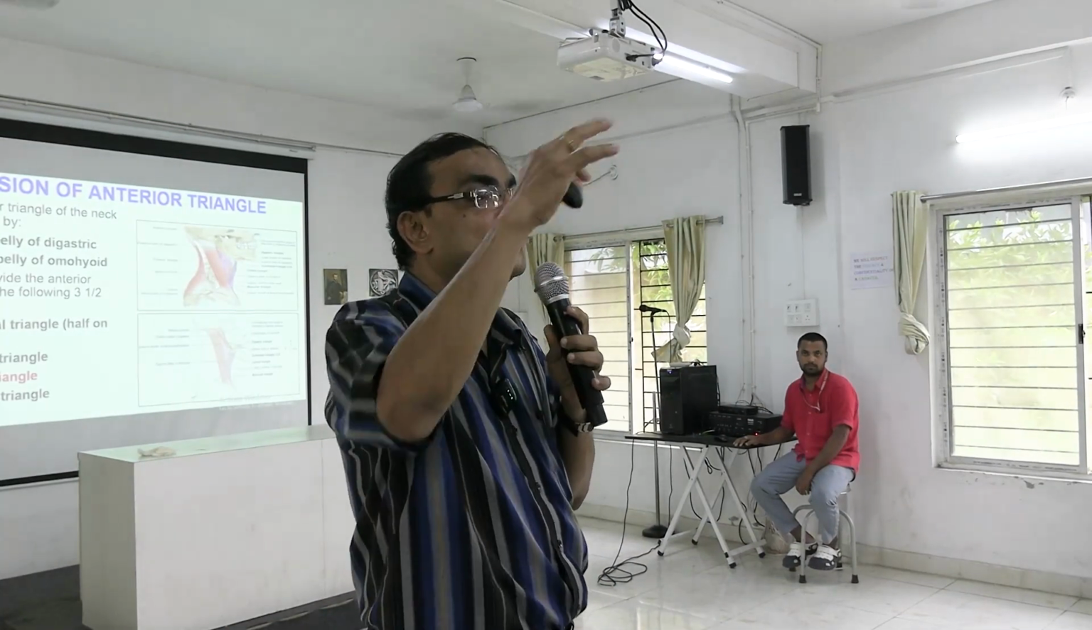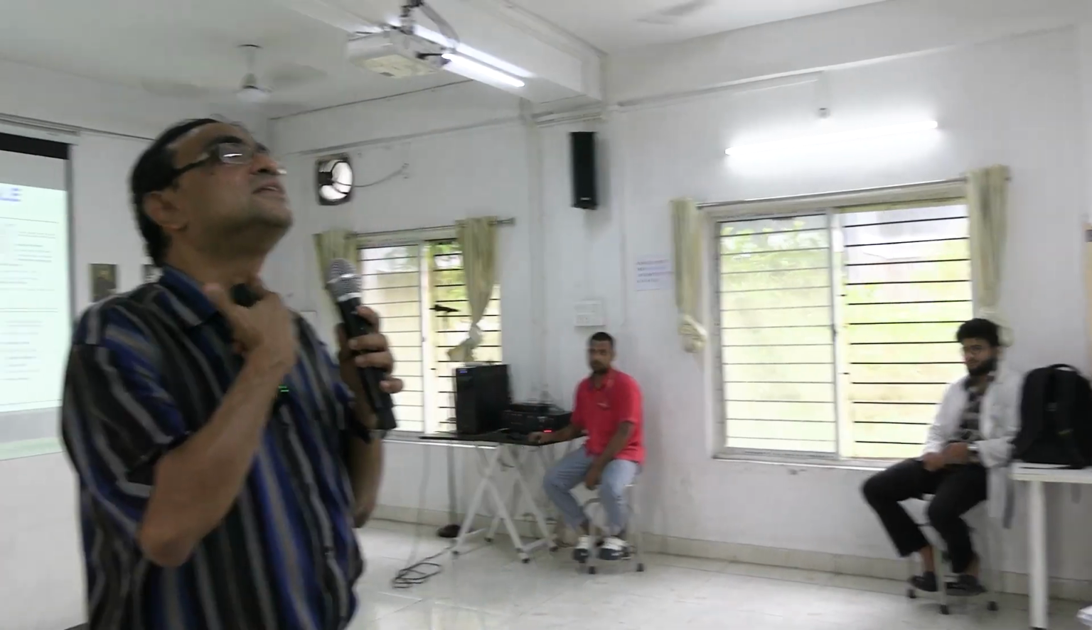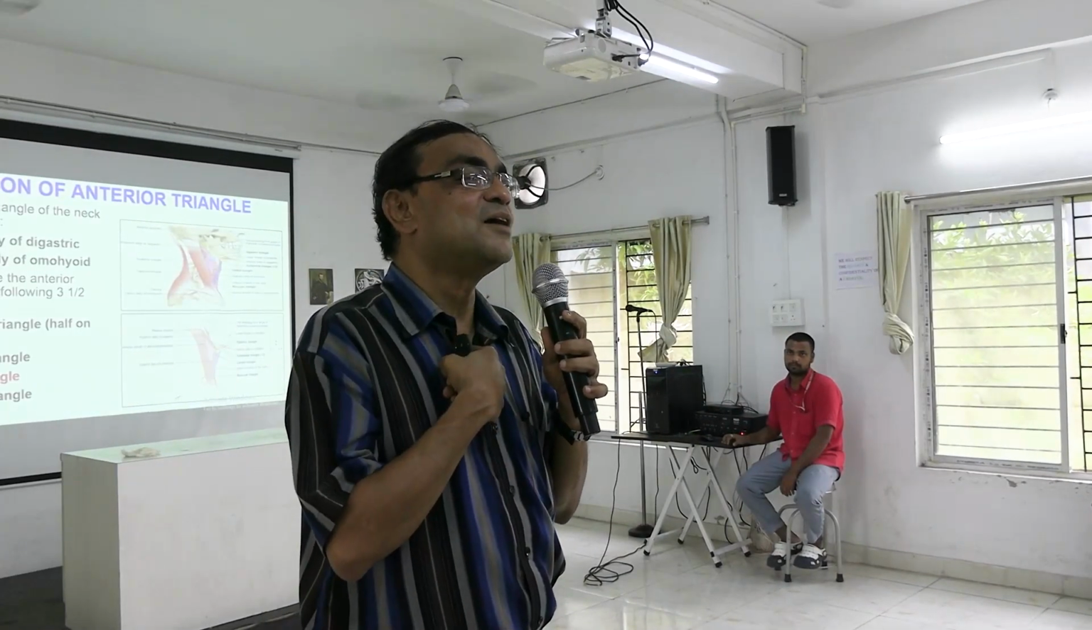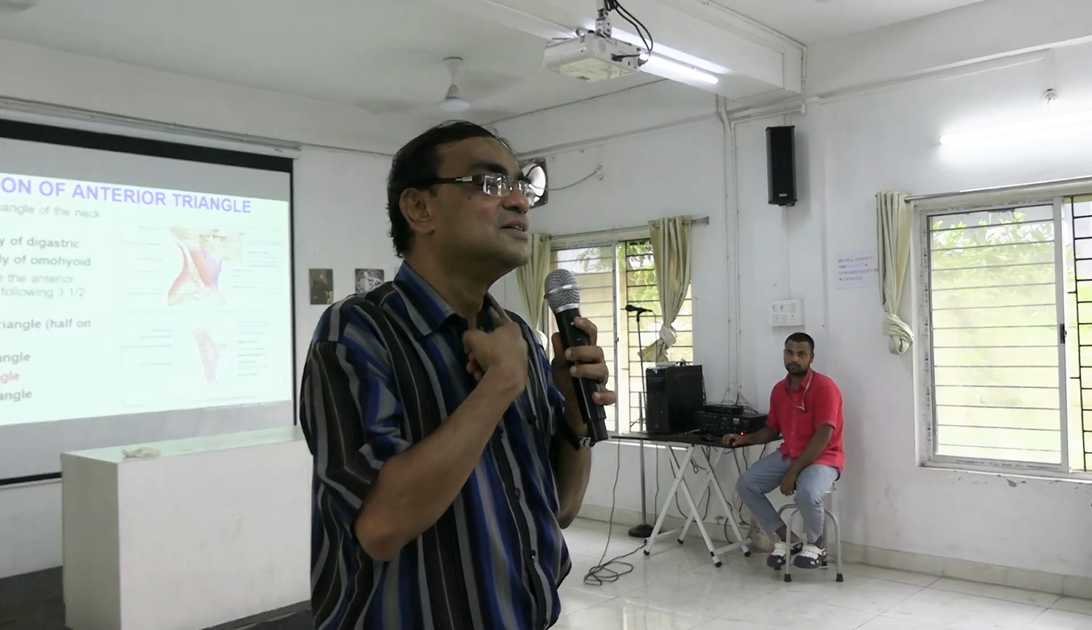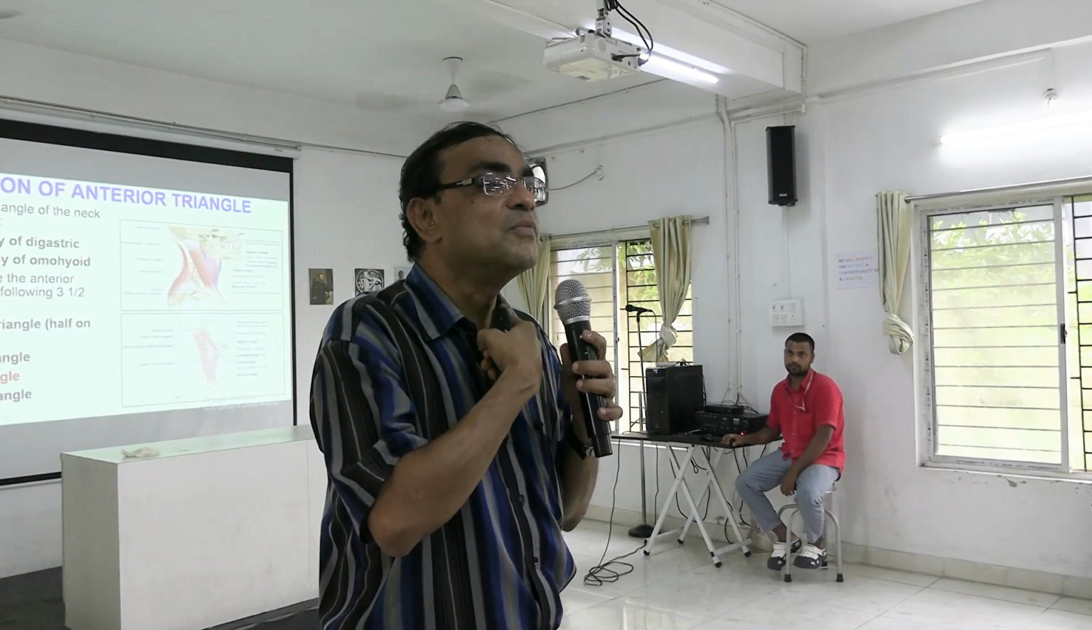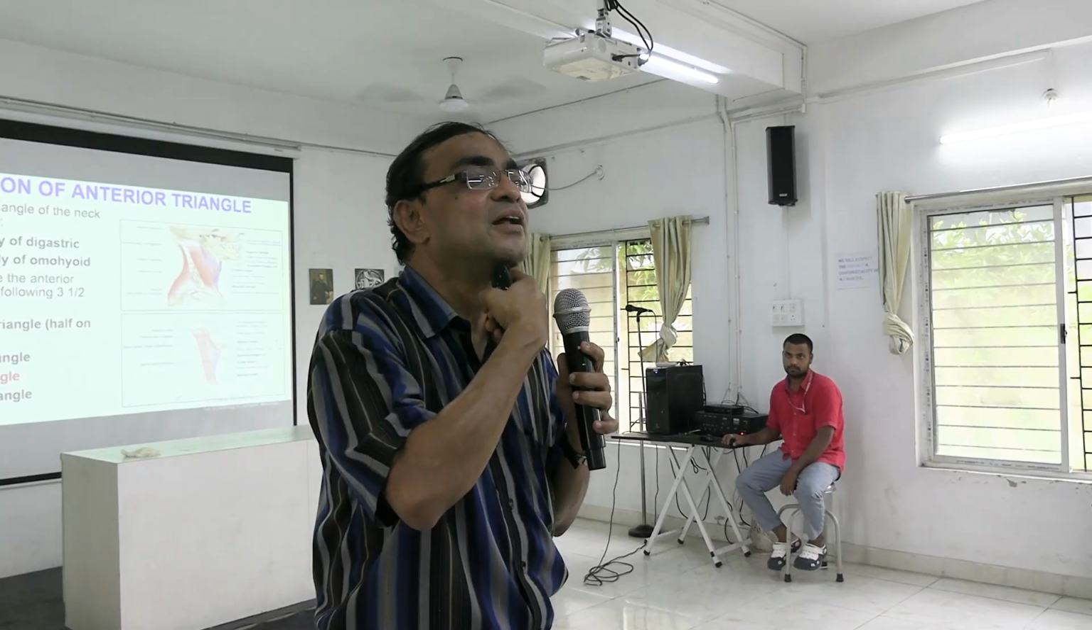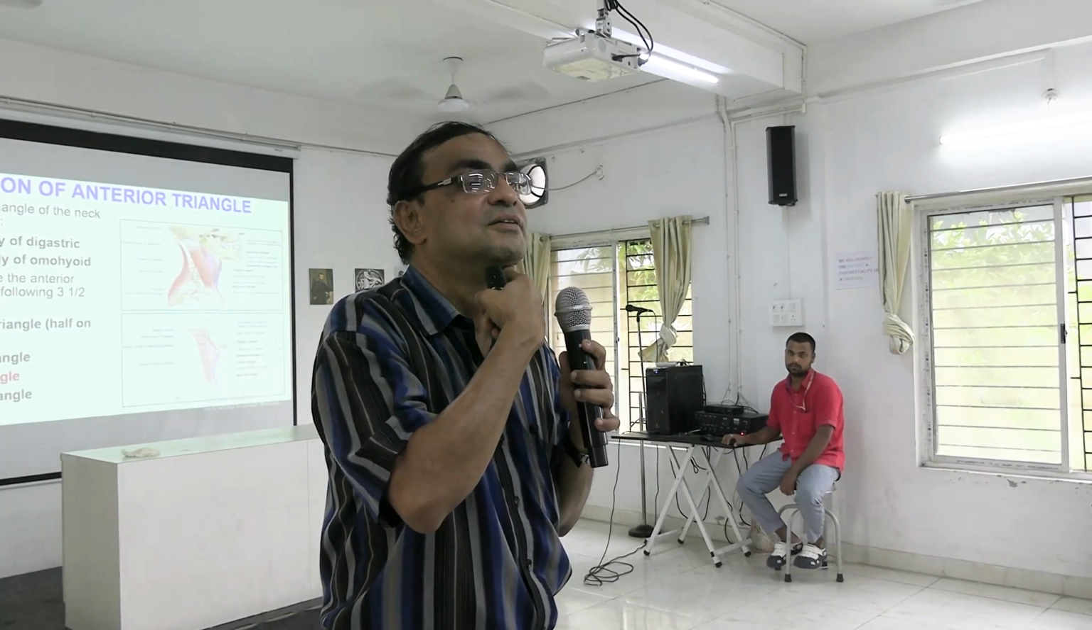So below the hyoid, we can get the infrahyoid group of muscle. From hyoid to sternum, tell me the name. Just deduce the name from hyoid to the sternum. Sternohyoid. This is thyroid. From sternum to thyroid, sternothyroid. From thyroid to hyoid, thyrohyoid.